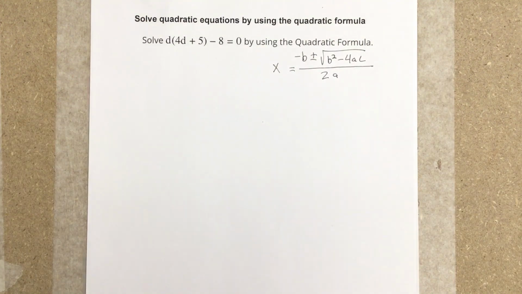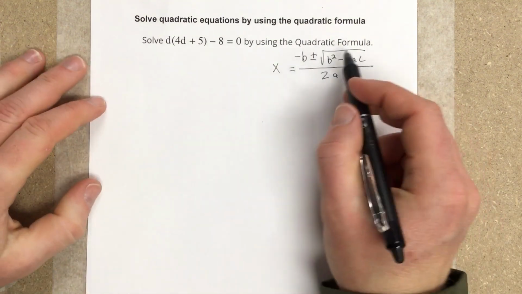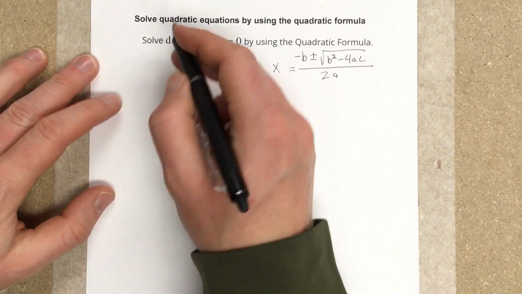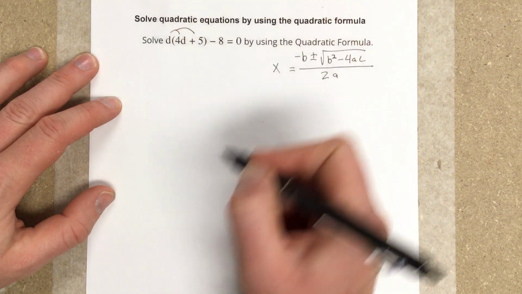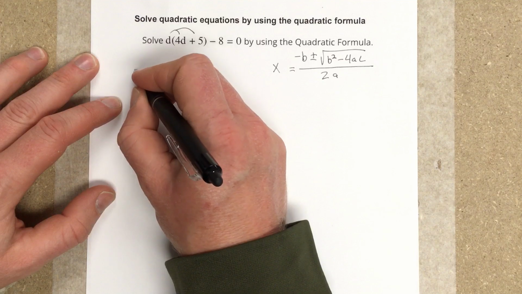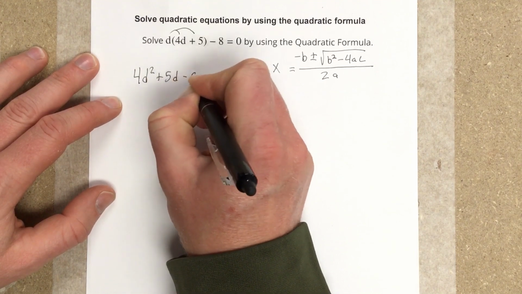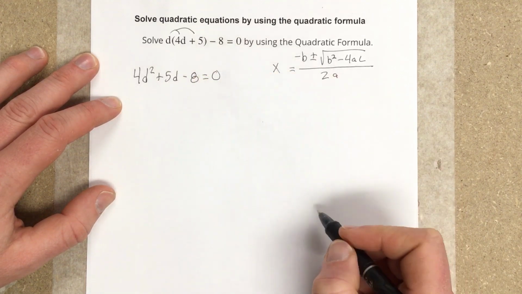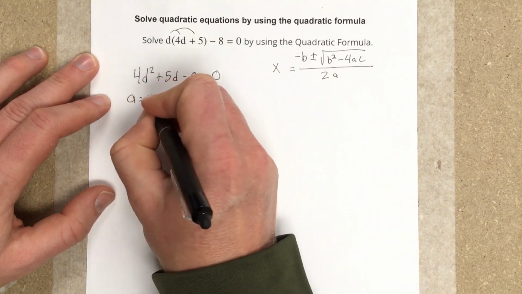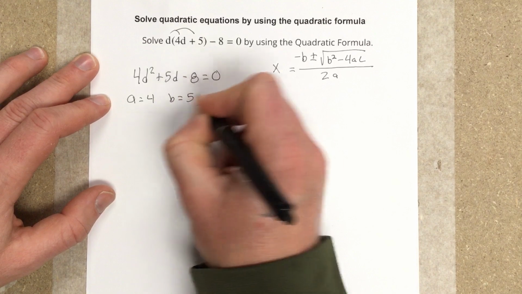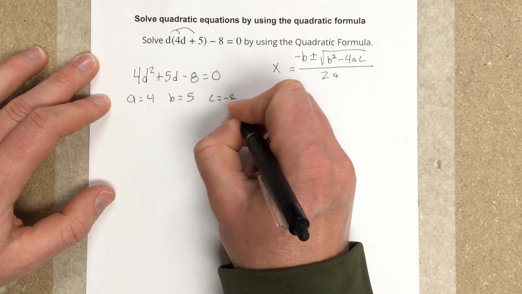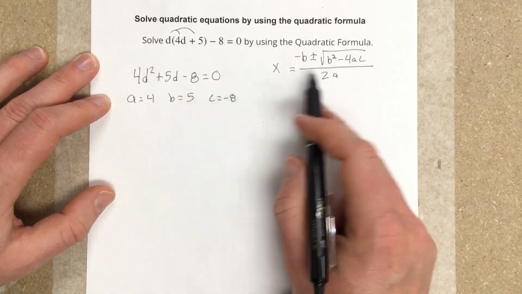All right, so we're going to use this formula to solve this equation. The first thing we need to do is get it into standard quadratic form. So 4d squared plus 5d minus 8 equals 0. A is equal to 4, b is equal to 5, and c is equal to negative 8. We're going to plug that into this equation.